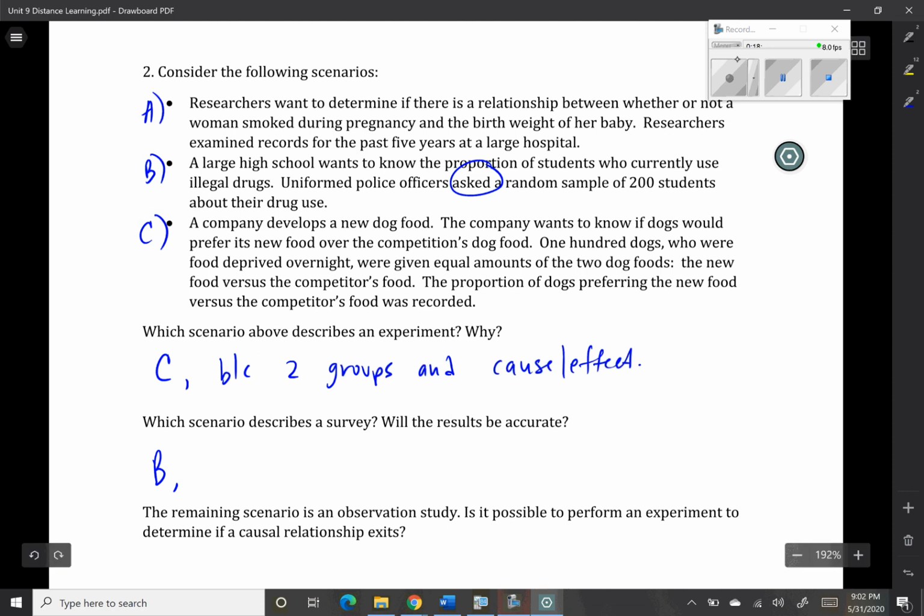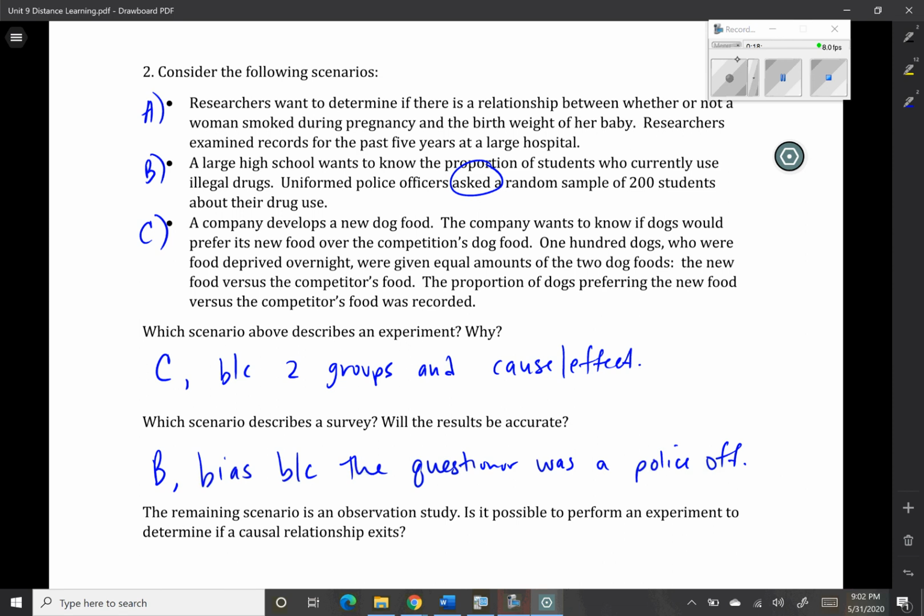So these results are going to be biased because the questioner was a police officer. If the questioner was not a police officer, if this was asked in a different way, maybe by one of your peers who'd feel more comfortable saying yes or no to whether or not you did drugs, or if it was a blind sample where you can give your response without anybody knowing who you are, all of those different things might lead to that survey being a little bit less biased. But this survey is definitely not going to have accurate results because of who is asking the question.